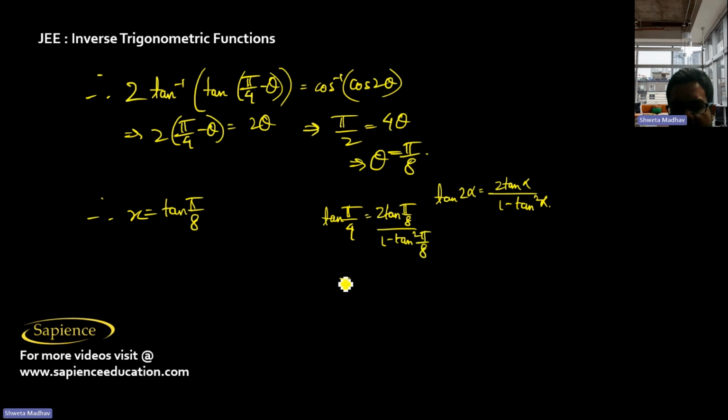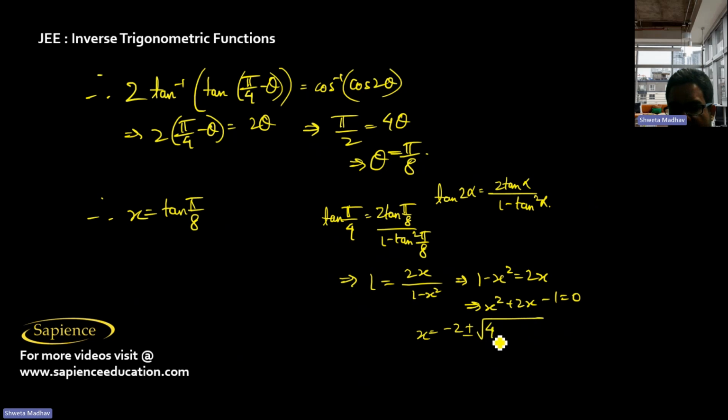So let's take it as x. So this will be 1 equal to 2x by 1 minus x square. That means 1 minus x square is equal to 2x. So x square plus 2x minus 1 equal to 0. So I can say x will be minus b plus or minus square root of b square minus 4ac by 2a, which is minus 1 plus or minus, which is 8, so 2 root 2, so root 2. So x can't be negative. So x will be equal to root 2 minus 1.